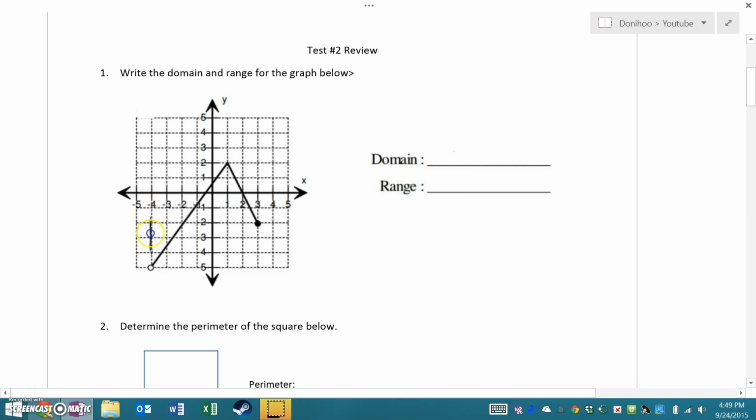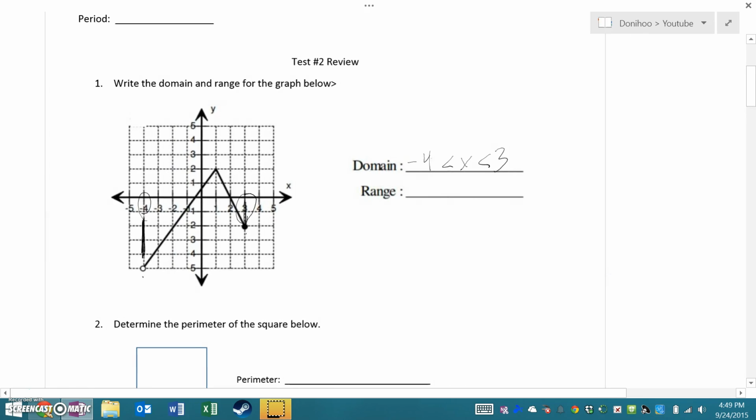Domain and range, read from left to right. Number on the left, -4. Number on the right, +3. Always going to write it as an inequality if it is continuous. Not equal to, so not equal to, equal to.